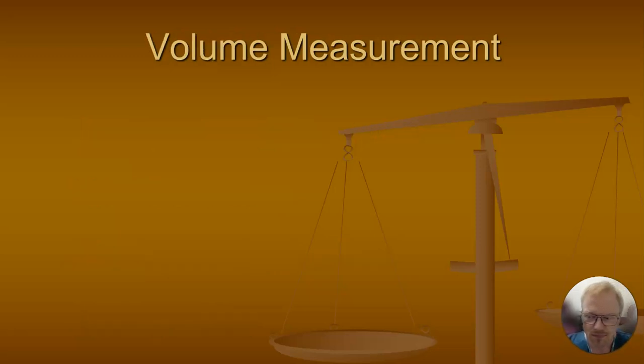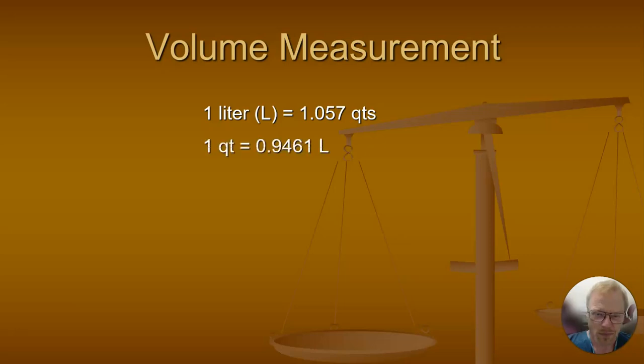Volume measurements. So volume is usually a liquid. And 1 liter is equal to 1.057 quarts. And a quart is, of course, then 0.9461 liters.